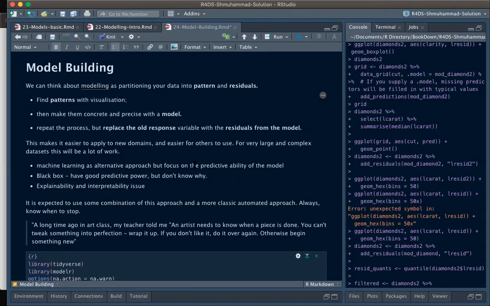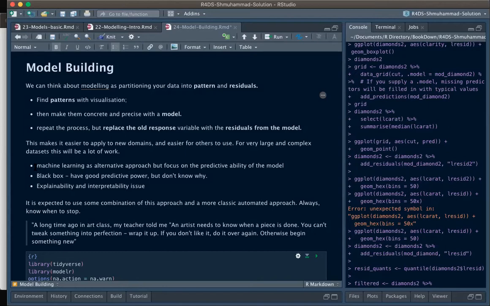This approach is easier to apply to a new domain because you have visualization and you have models you can tweak and do another model. But for a very large complex data set, this is a lot of work because you have many steps. You do visualization, you pick the model, and also you use the residual.